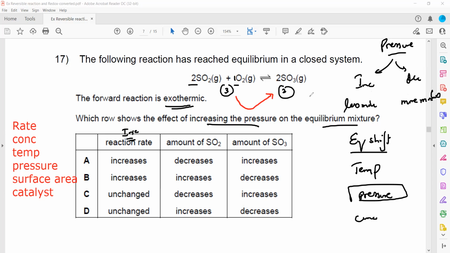side. As the equilibrium shifts towards the right hand side, the percentage of sulfur trioxide will increase and the amount of oxygen and sulfur dioxide will decrease. So the amount of sulfur dioxide will decrease and the amount of sulfur trioxide will increase. The option which matches is A. Is it clear? Question 17.